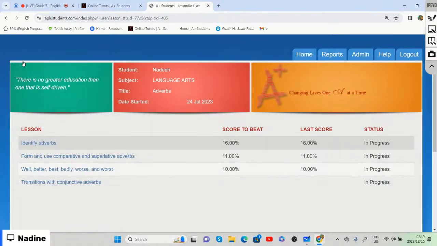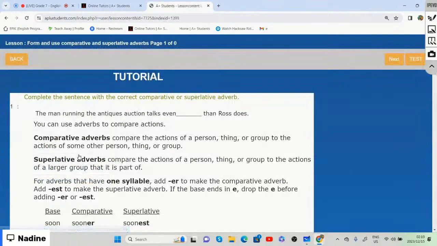All right, so now we're going on to our next lesson where we're going to form and use comparative and superlative adverbs. When we make mention of superlative and comparative adverbs, that is where we compare adverbs, right? And usually when we compare adverbs, it means that we either add er or we add est. But we are going to find out how we can compare adverbs, and how to use the comparative and superlative adverbs.